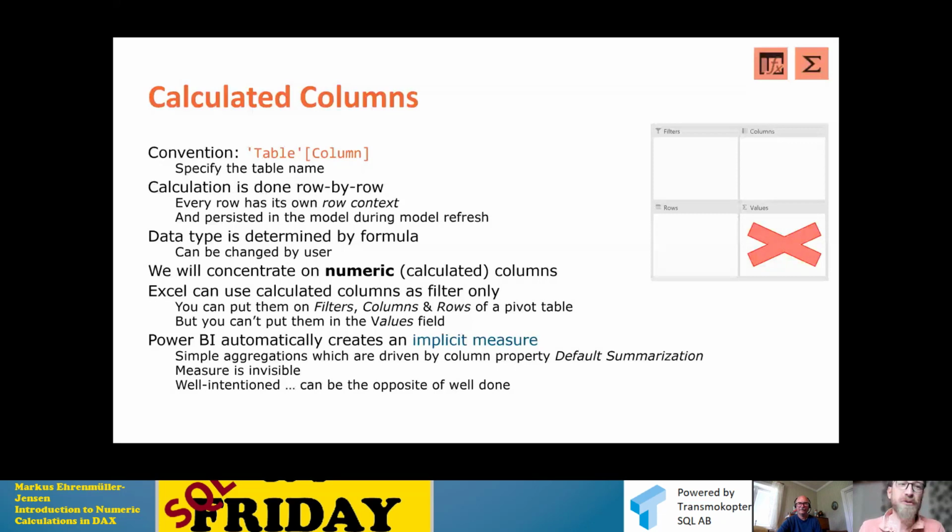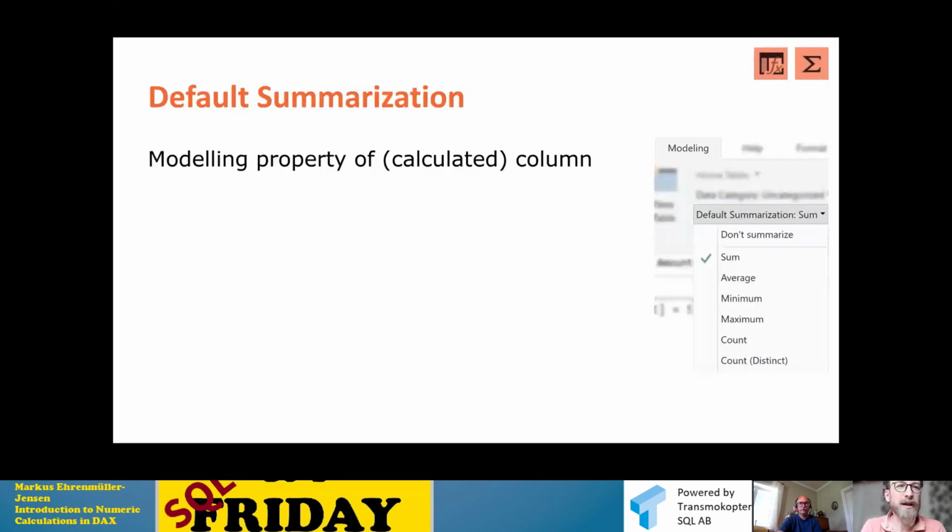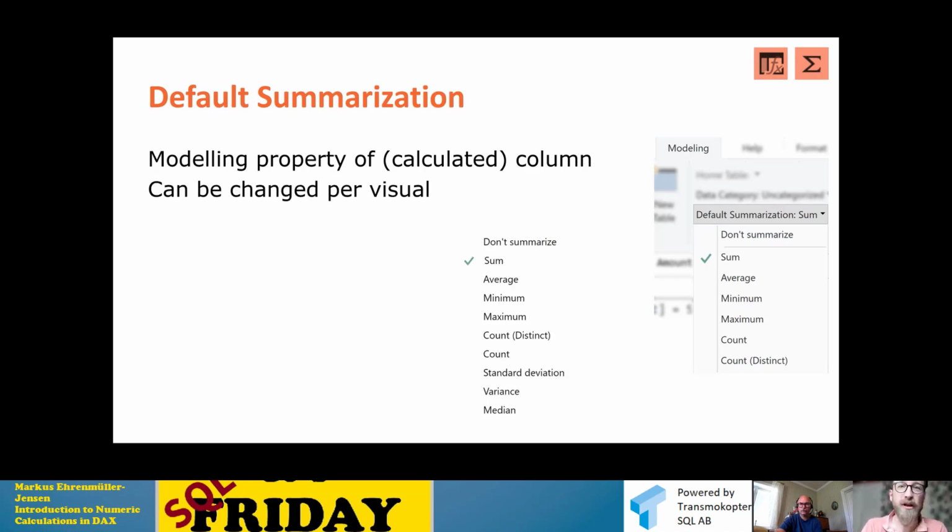And the aggregation which is applied for this measure is done by the default summarization, which is on the next screen. So default summarization, if you have your field list in Power BI, you can then change the default summarization. Normally for numeric columns, for numeric calculated columns, it's automatically set to sum. So it's then added up. You can change this to average, minimum, maximum, count, and count distinct. And per visual, you can also change it. So even in the model, if it's set to sum, you can define in your visual that you want to see the average in the visual. This is possible by changing it per visual.